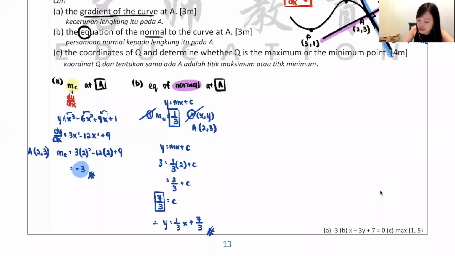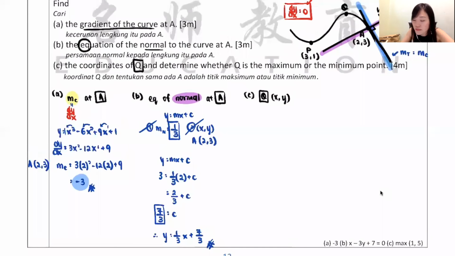Next one, C. They say find the coordinate Q. A coordinate is x, y. And look carefully, they also want you to determine whether it is maximum or minimum. As we already did just now, whenever you want to determine that, you do d2y dx squared to check whether it is positive or negative. Same as previous. So guys, how do I find coordinate Q?